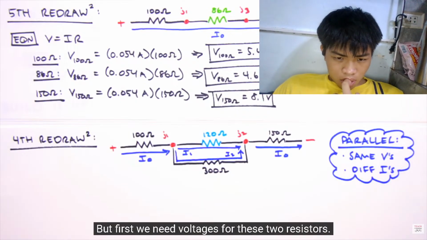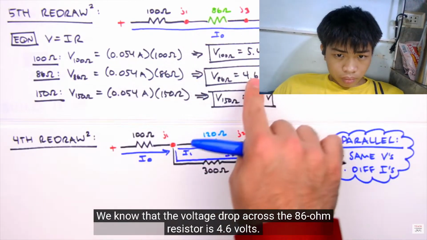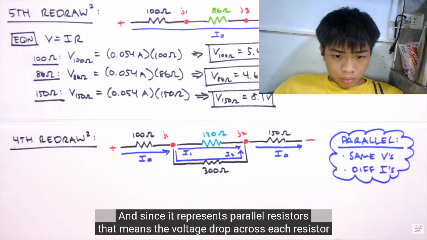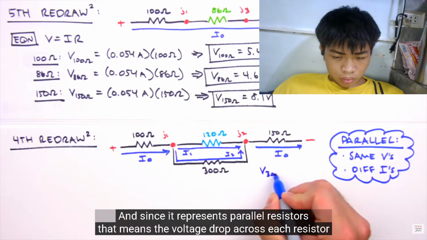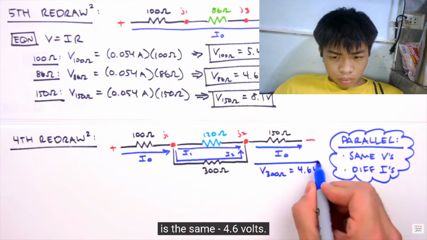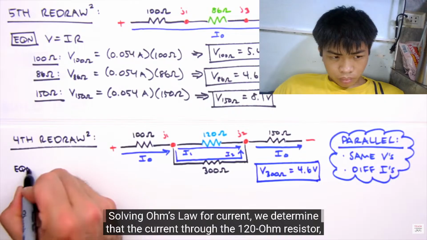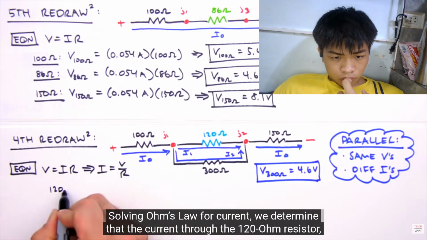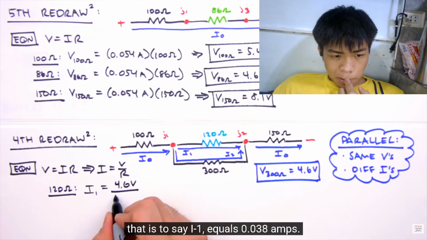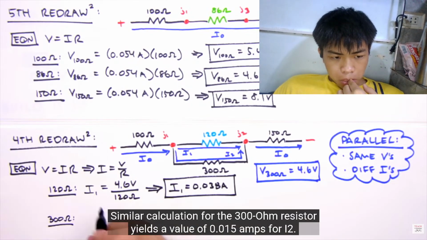But first we need voltages for these two resistors. We know that the voltage drop across the 86 ohm resistor is 4.6 volts, and since it represents parallel resistors, that means the voltage drop across each resistor is the same, 4.6 volts. And we'll box up this result to save for our solutions table. Solving Ohm's law for current, we determined that the current through the 120 ohm resistor, that is to say I1, equals 0.038 amps. Similar calculation for the 300 ohm resistor yields a value of 0.015 amps for I2.